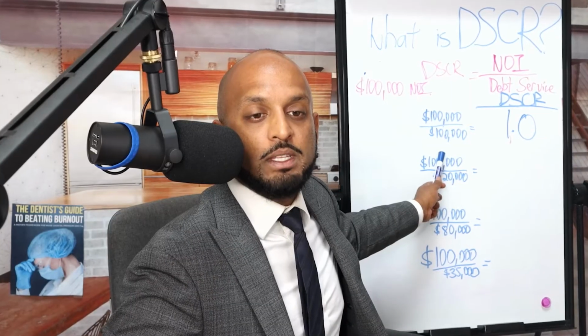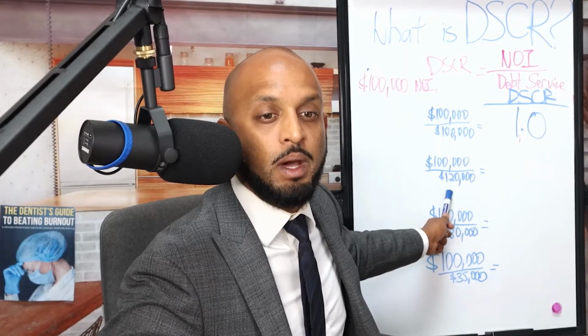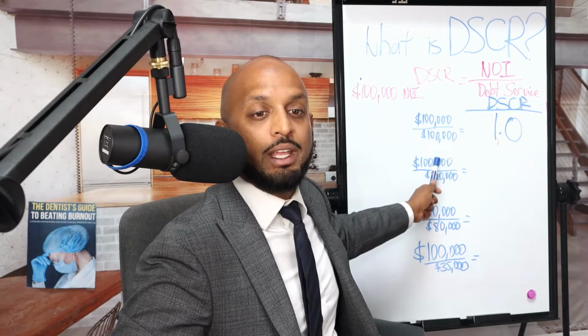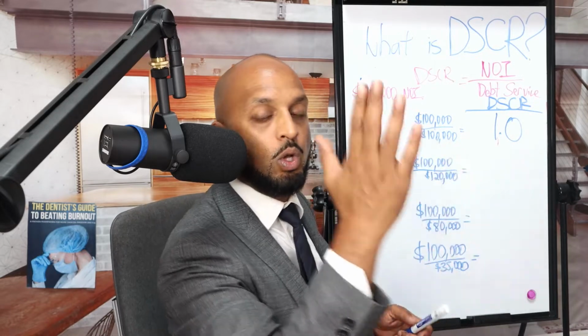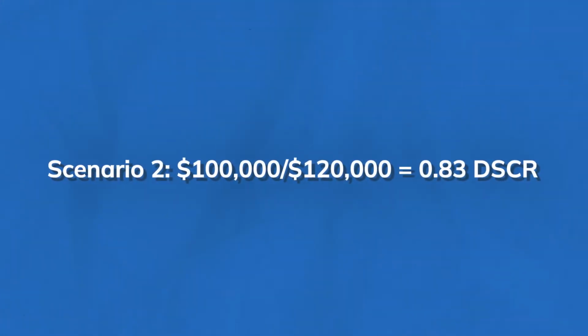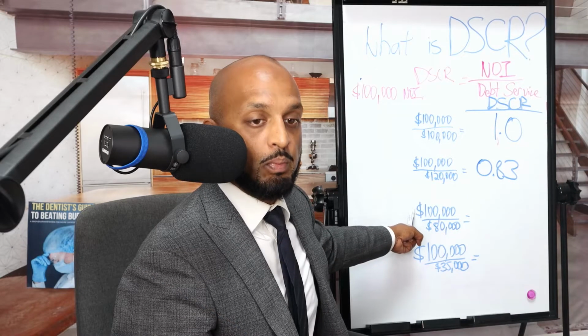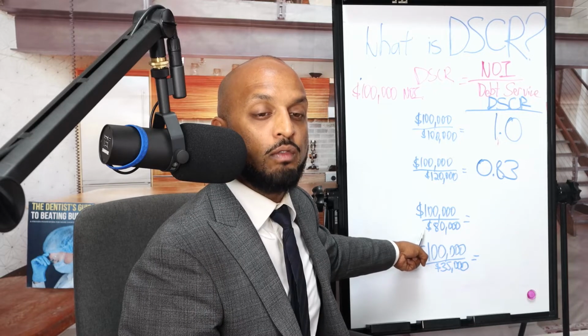Now, what happens if our debt service for the year is $120,000 or $10,000 a month, but our income is $100,000? So we're not bringing enough income to service the debt. What happens to the ratio? It goes below 1. It becomes 0.83.